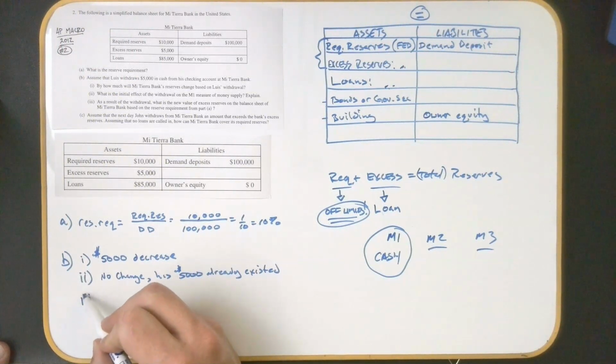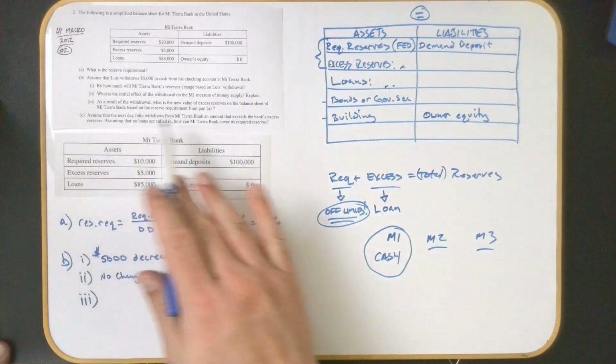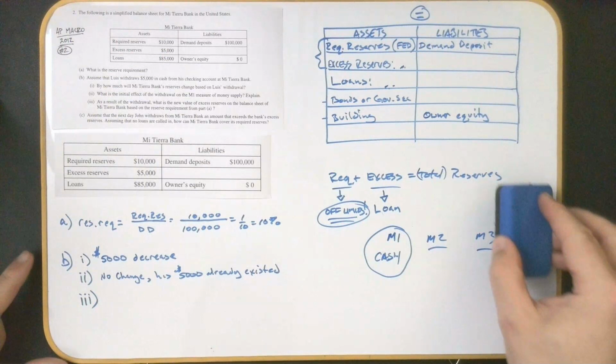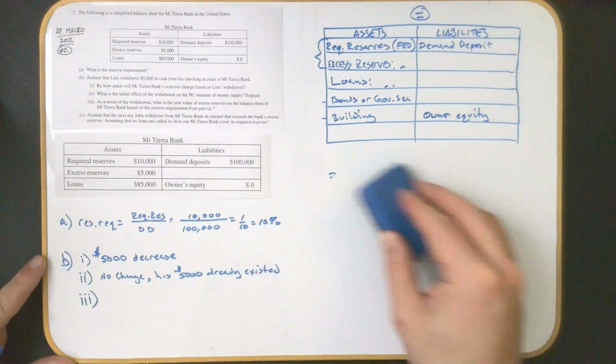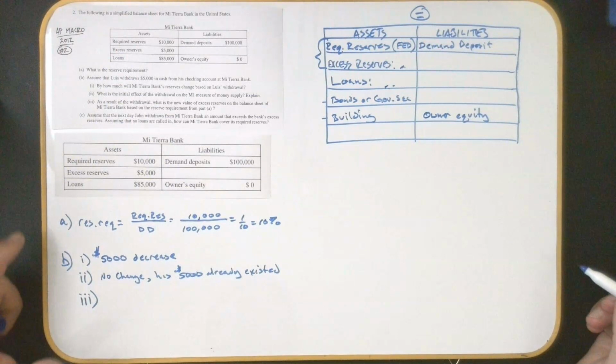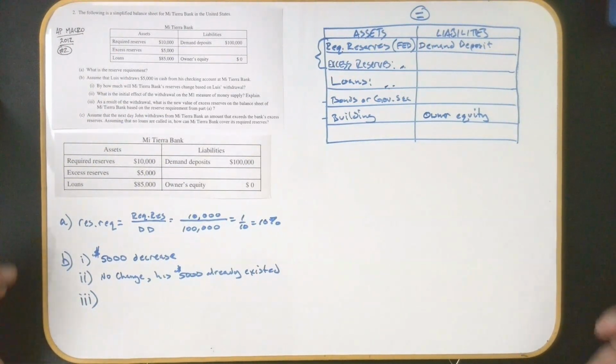Okay, now number 3. As a result of the withdrawal, what is the new value of excess reserves on the balance sheet of Mitra Bank based on the reserve requirement? All right, now I'm going to show you this, and make sure you follow along closely, because these are the kind of questions that are the most difficult, because there's a domino effect that winds up happening on this. So let me show you what happens here, because this is not intuitive at all.